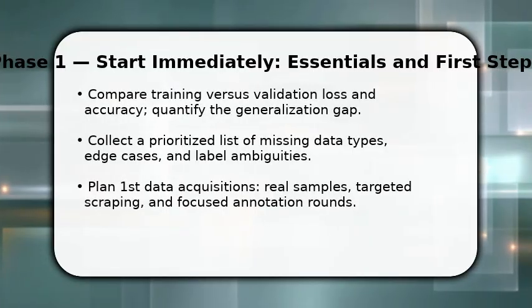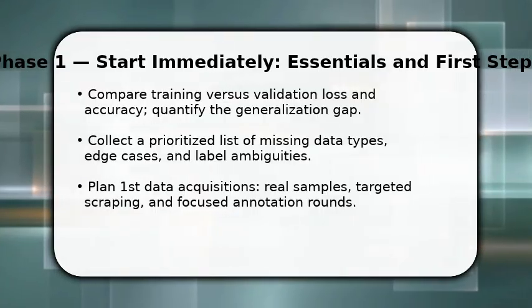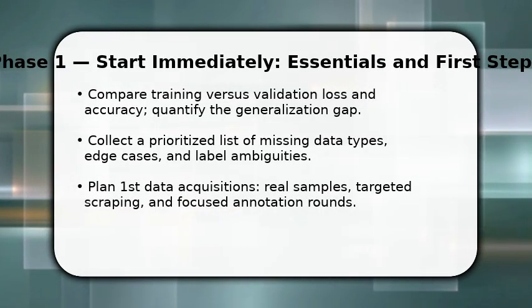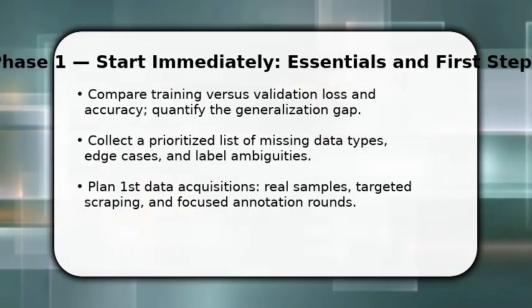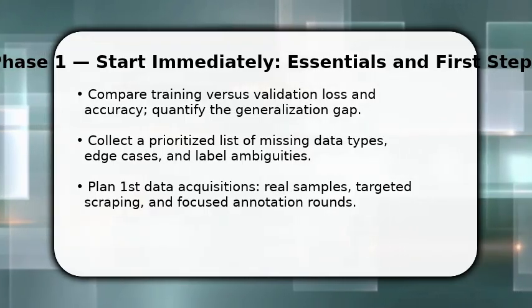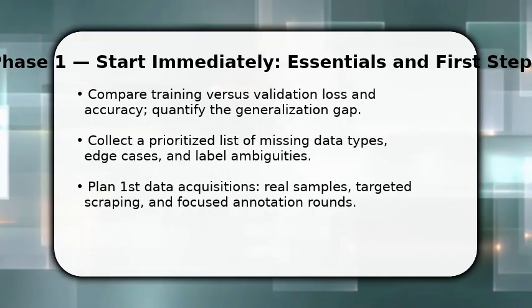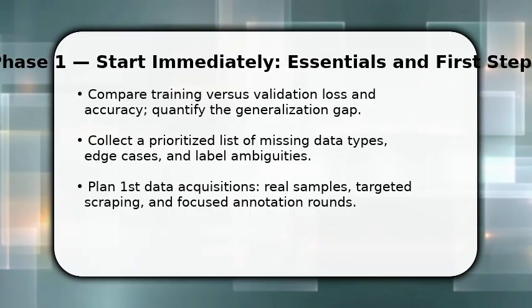You start by proving overfitting. Measure training loss and validation loss, and calculate the generalization gap immediately. Once done, prioritize what data is missing, edge cases, rare labels, or domain shifts, and create a focused acquisition plan. You should combine real collection, targeted scraping, and selective annotation rather than reworking model architecture.